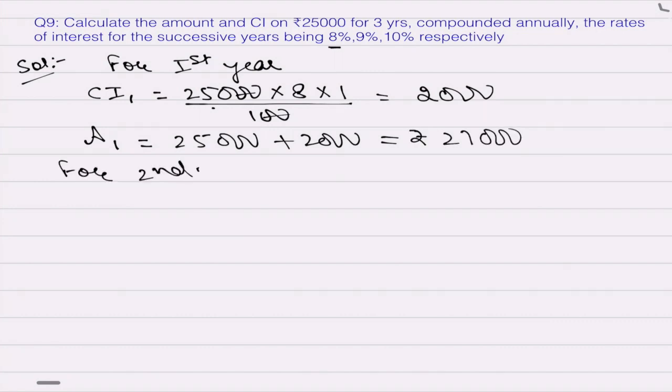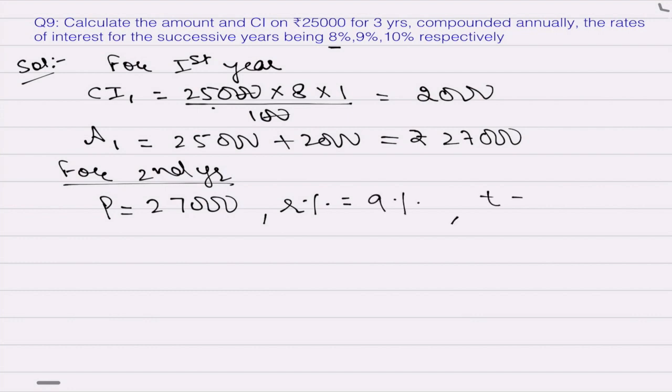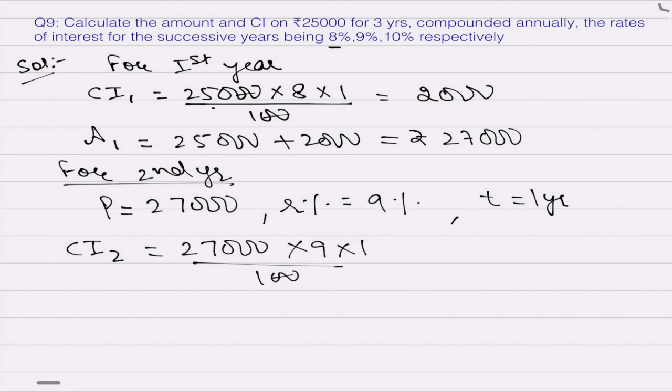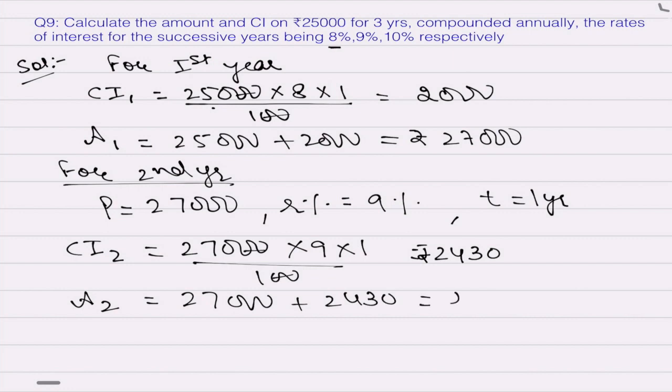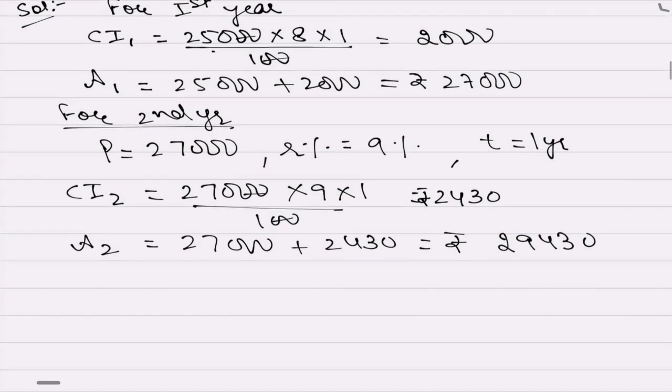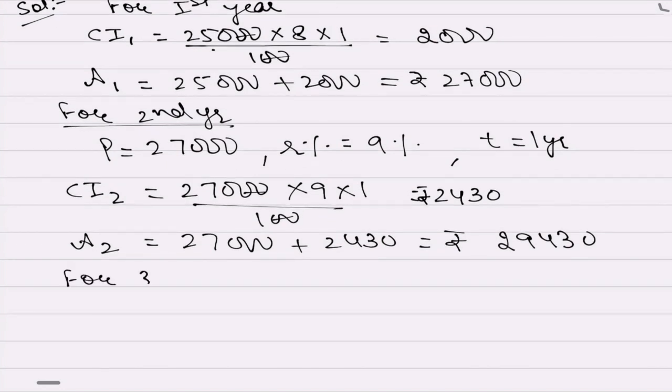Amount of the first year will become the principal for the second year. Rate of interest here is 9%. Time period is 1 year. So compound interest for the second year, same formula. When we calculate, this is 2,430 rupees. And amount of the second year is principal plus interest of the second year. So that is rupees 29,430. Got it?